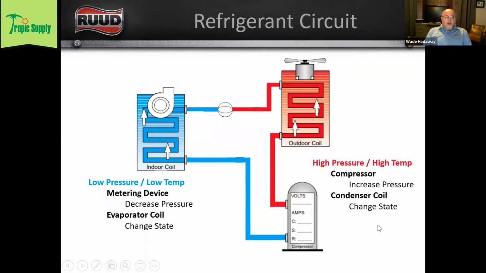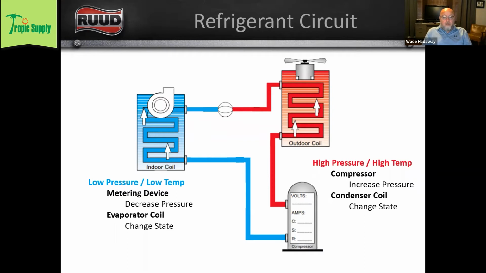So in an AC system, we've got 2 sides to that system, right? We've got a low pressure, low temperature side. We've got a high pressure, high temperature side. And the dividing points between the low pressure, low temp, and the high pressure, high temp sides are the compressor and the metering device.